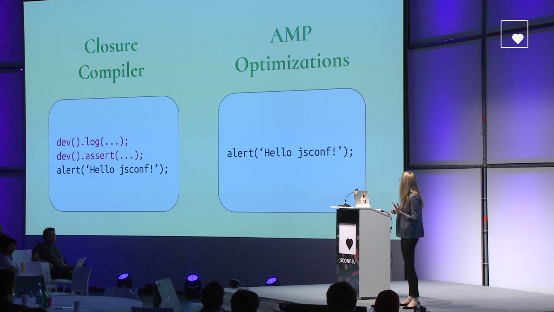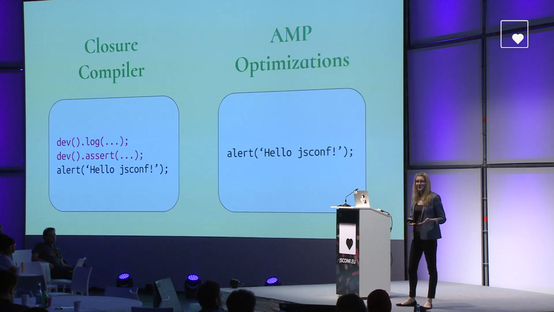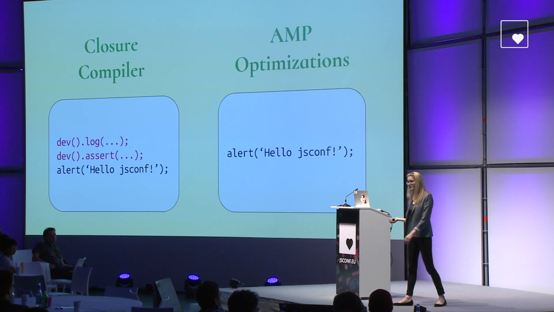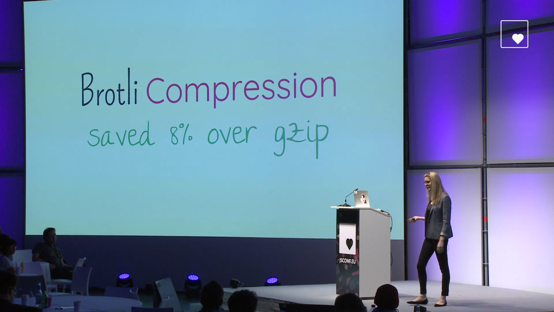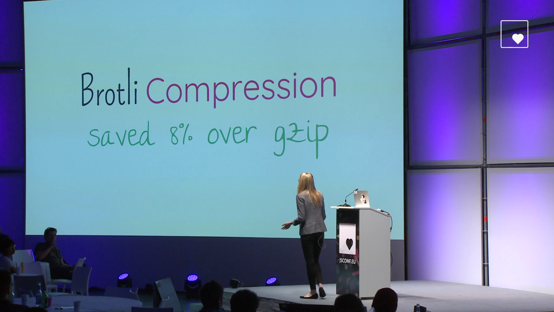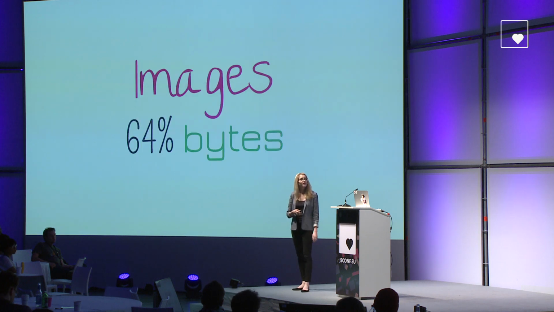And we have our own optimizations that we do on top of the Closure compiler. So we get rid of developer code, such as logs, that you only use for development. But your users, they shouldn't have to download those logs, because they're not going to be useful. So we get rid of those as well. On our main page, so on the HTML, we use a compression algorithm called Brotli. And that saved us 8% over gzip, which is another compression algorithm.